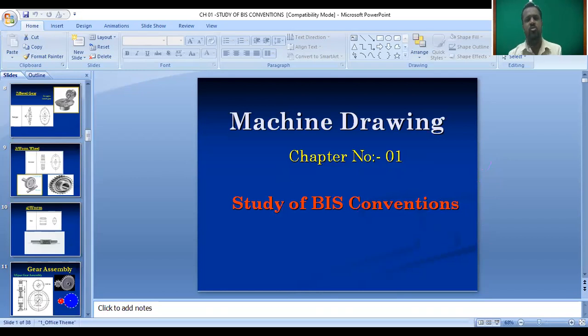Okay, the next point we saw in the last lecture is the conventional representation for engineering materials. Now see, these are the types of engineering materials, and for each particular engineering material we have to draw the conventional representation. These are the conventional representations for the metals. The metals are classified like this.